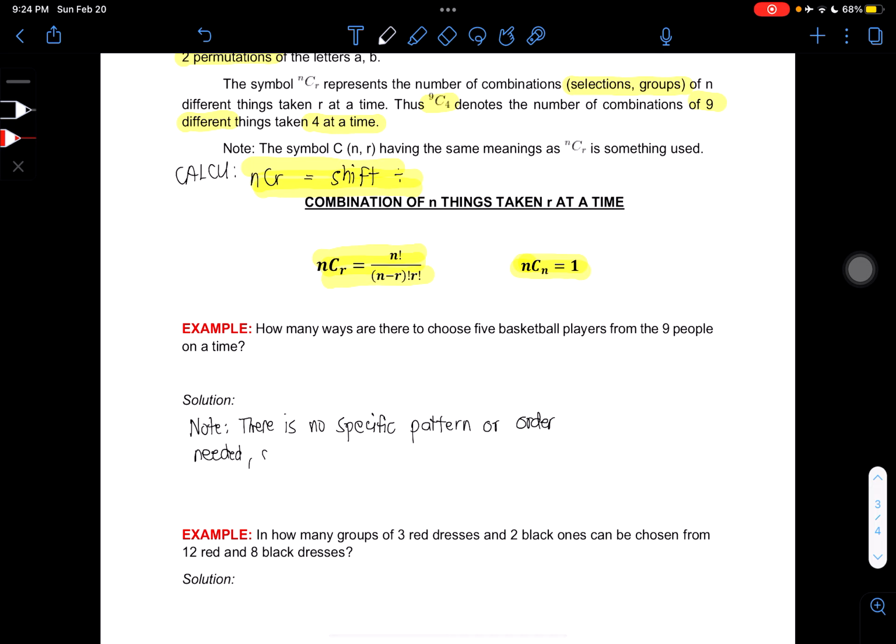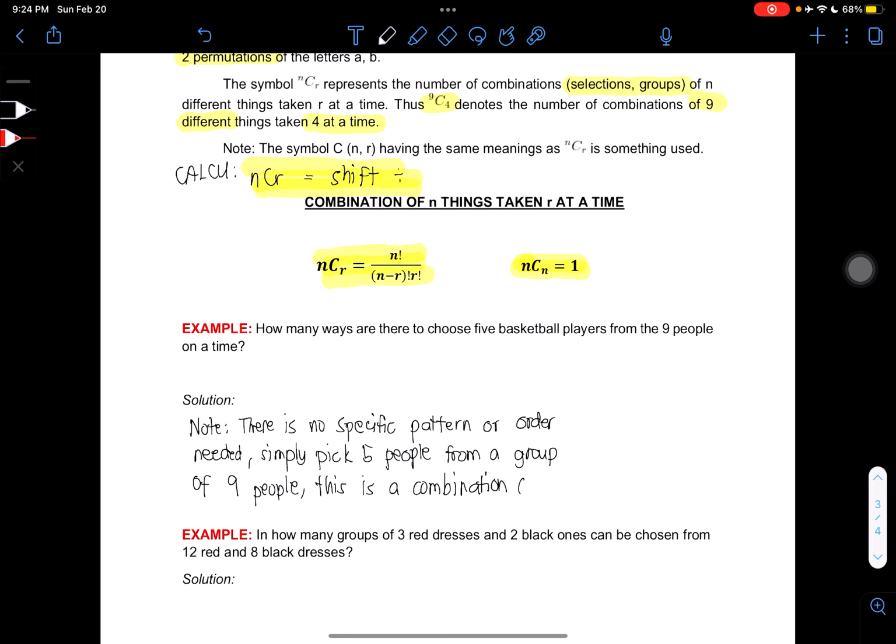So simply, you need to pick 5 basketball players from a group of 9 people. Therefore, since there is no pattern, this is considered a combination concept. So take note.